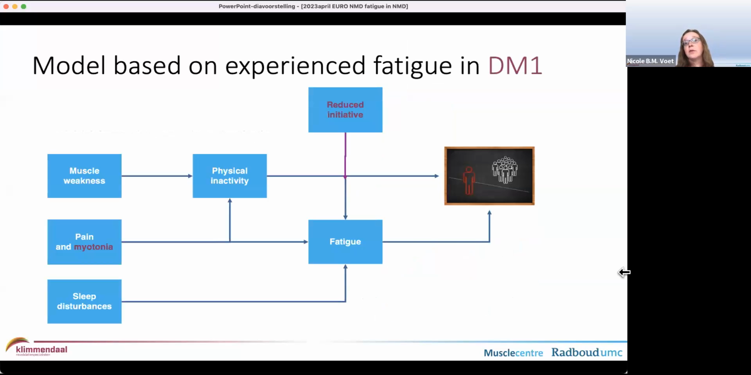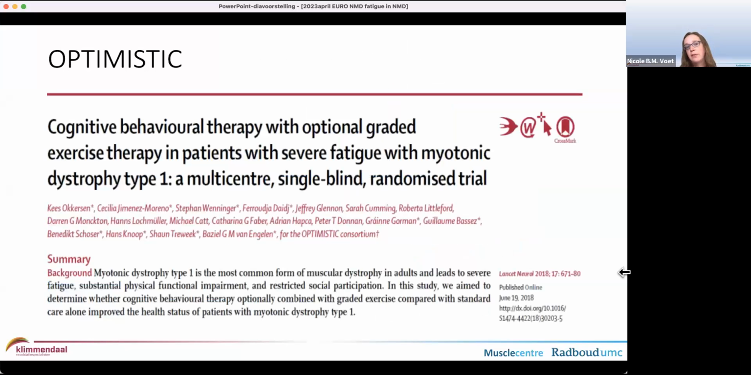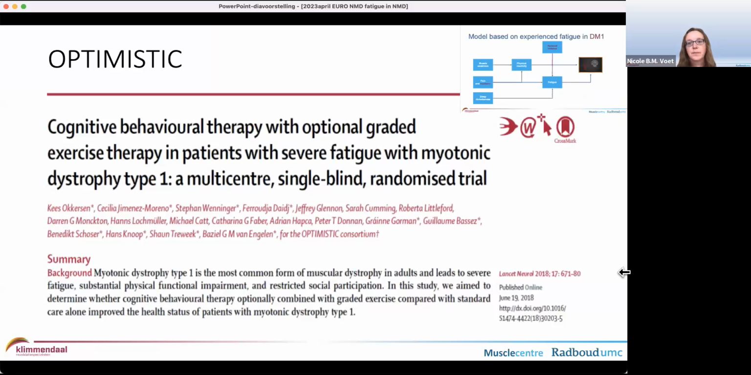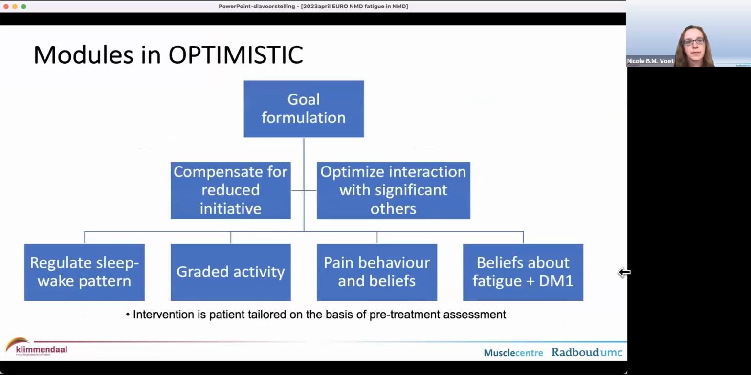Then the other trial was in myotonic dystrophy type 1, also based on the same model with two differences. We had to add reduced initiative, a common symptom in these patients, to the model, and also myotonia to pain in the model. In this group, cognitive behavioral therapy was combined with activity. So there were only two groups, a usual care group and a CBT group. It was published in the Lancet Neurology and based on the model.